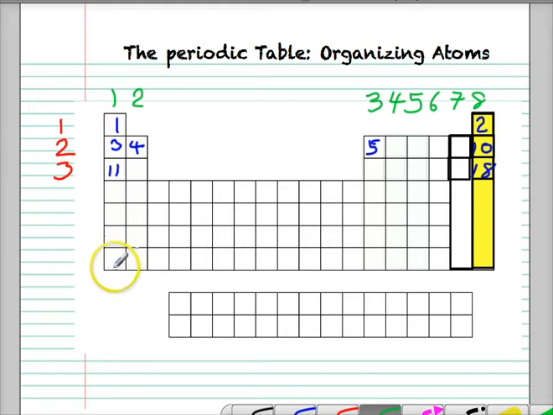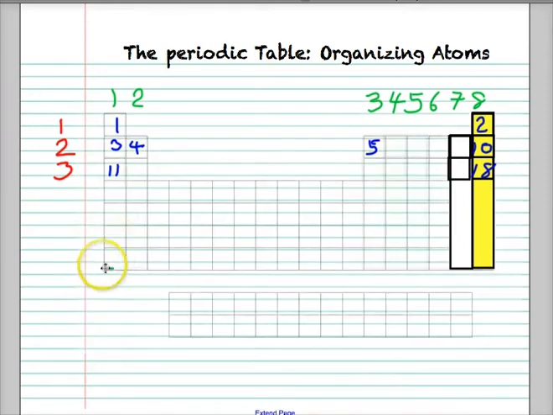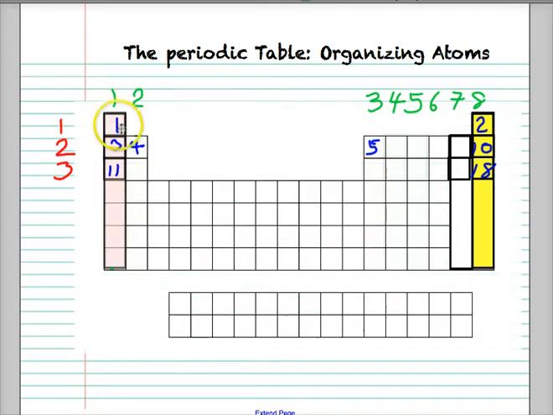Elements in the first column, however, would have only 1 electron in its orbital, or in any orbital. So element number 1 clearly has 1 proton, and it's going to have 1 electron in its first and only orbital. Element number 3 here has 3 protons and 3 electrons, 2 in the first orbital and then 1 in the second orbital. Why can that electron not go into the first orbital? Because the first orbital can only have 2 electrons.